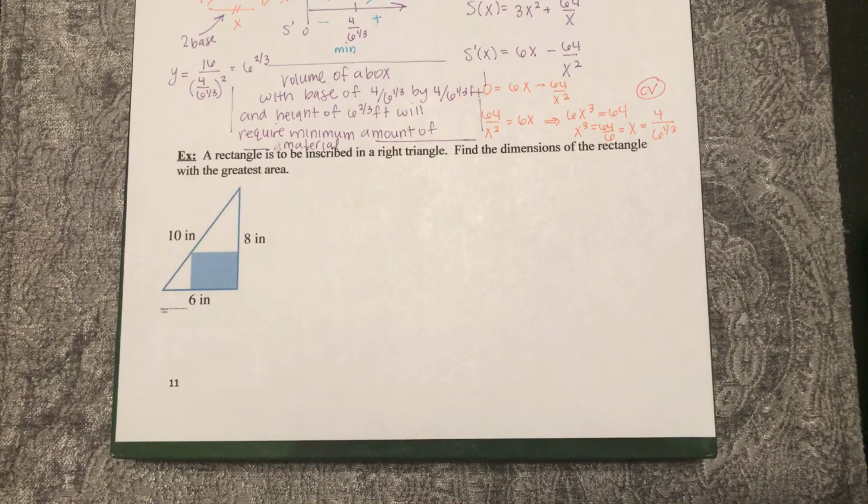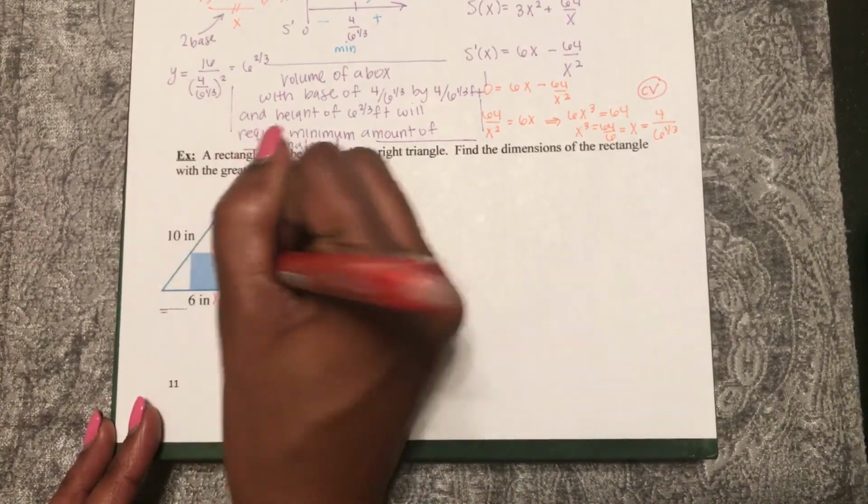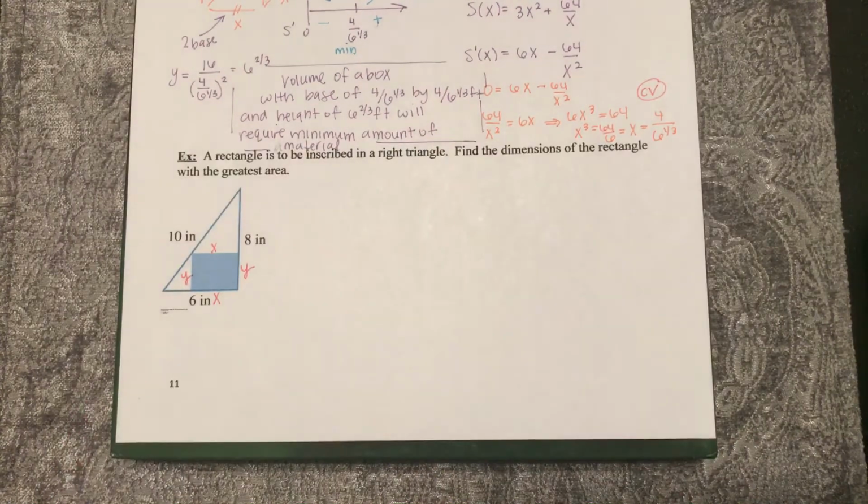So in this next problem, a rectangle is to be inscribed in a right triangle, pictured below. Find the dimensions of the rectangle with the greatest area. So we want greatest area, known as maximum area. So let me label the dimensions of the box. Say this is x, so this is x. This is y, this is y.